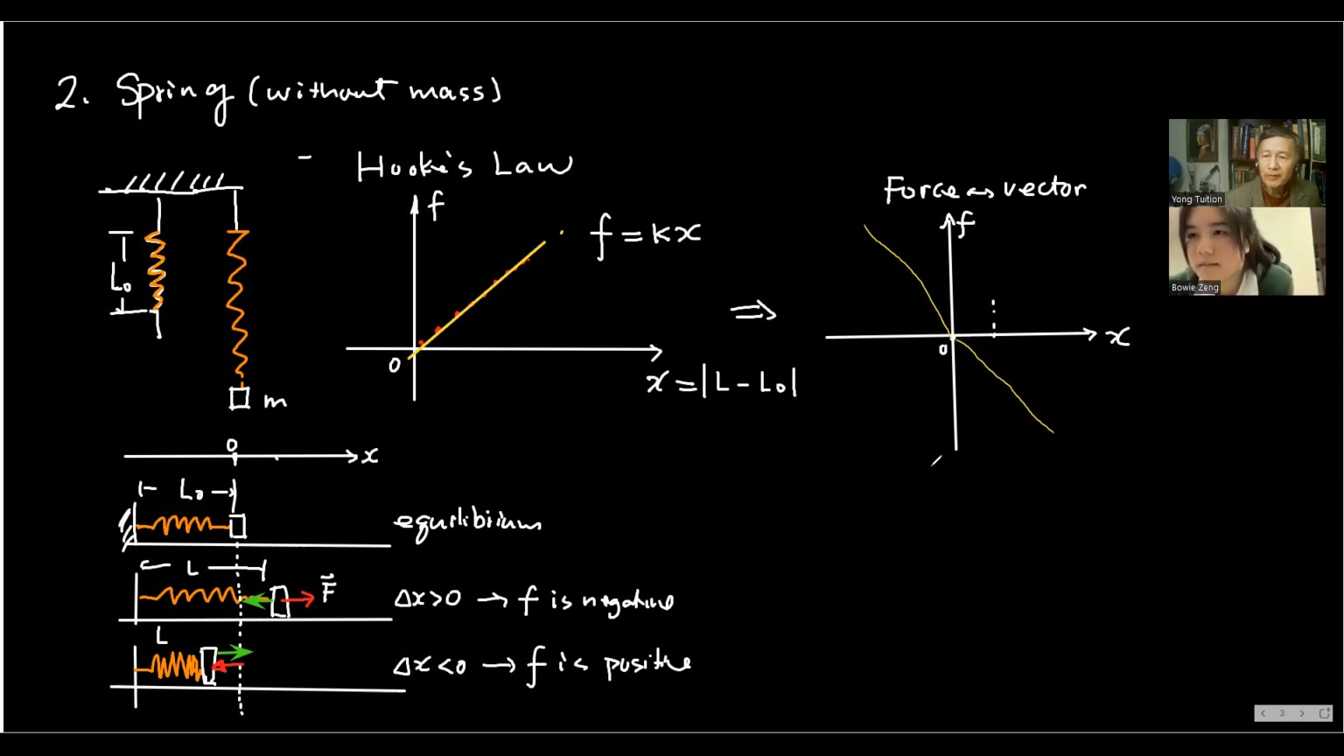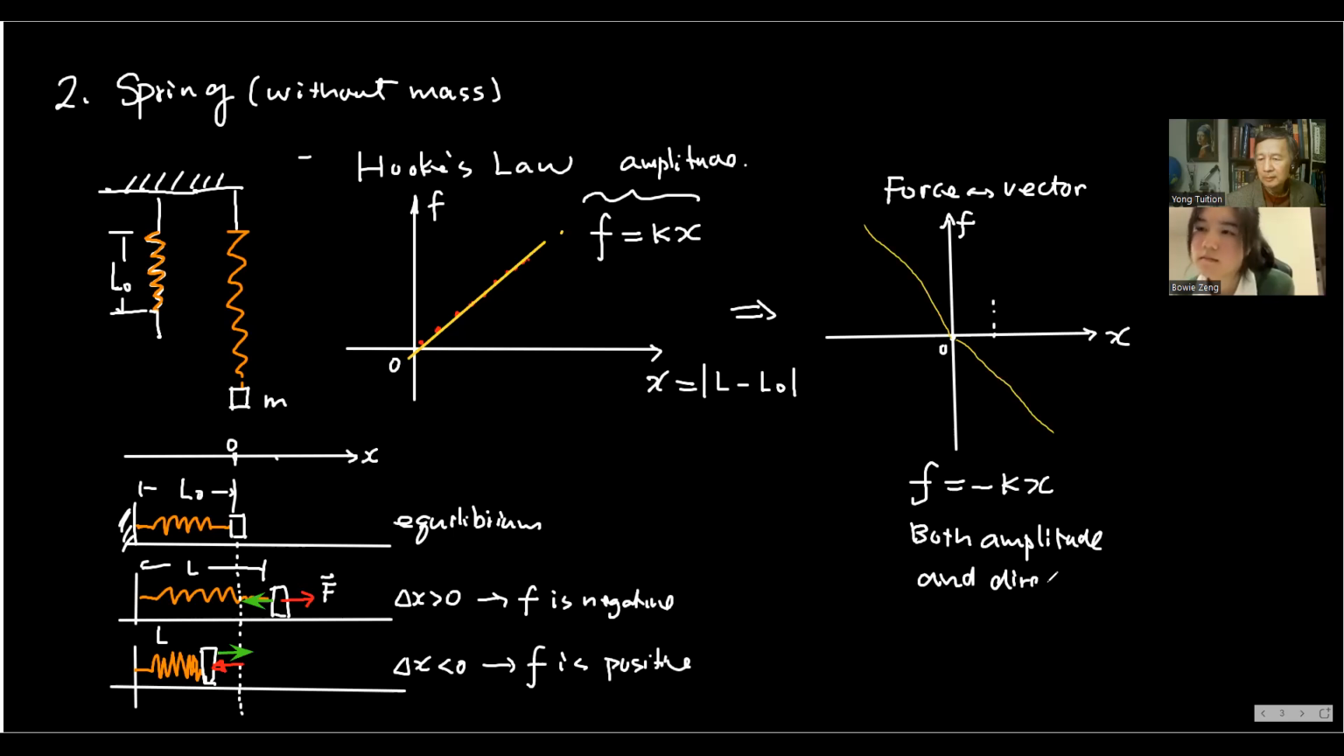So from this diagram, Hooke's law has the negative sign: F equals k times negative x. Can you see that? It makes sense. At the beginning, we just knew the amplitude, so that was just for amplitude. This diagram gives you the direction, so both amplitude and direction are included. So that is Hooke's law.